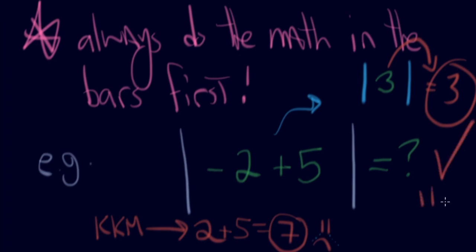You would be happy. You would be like, woohoo, let's party. Yay, there's my party hat. And you're all excited. So always do the work inside the bars first before taking absolute value. There we go. There you have it.